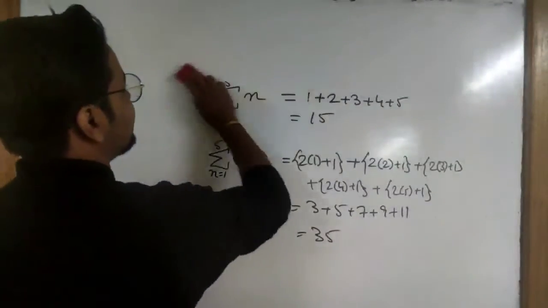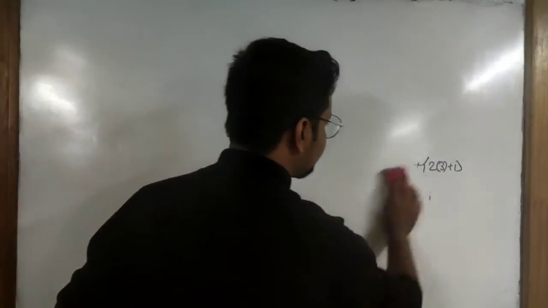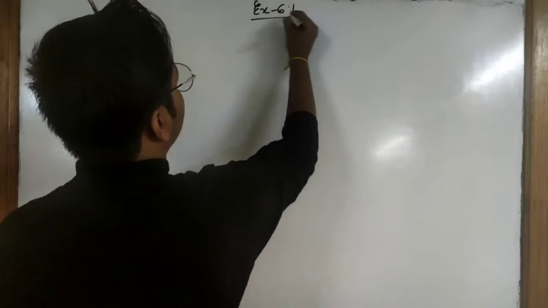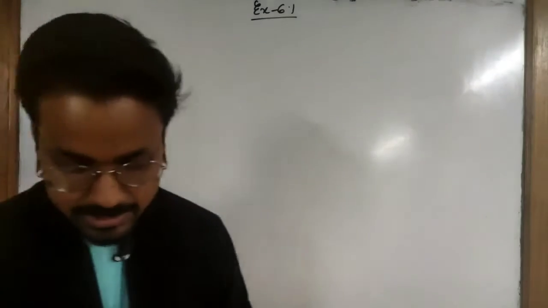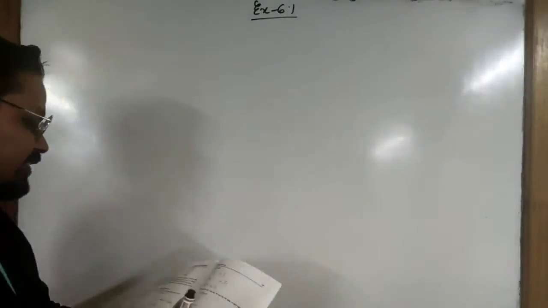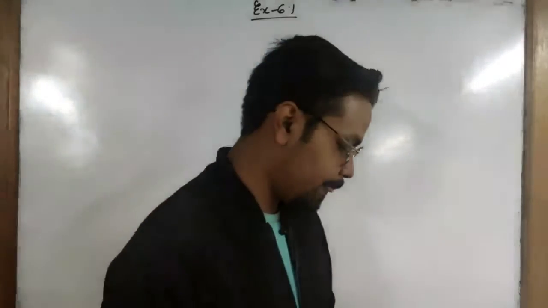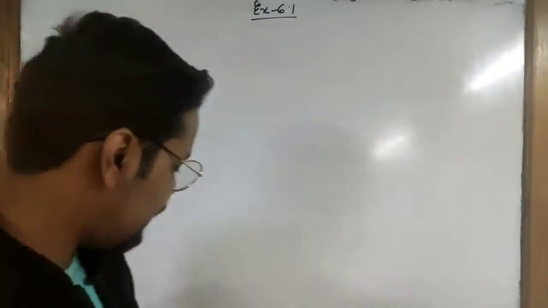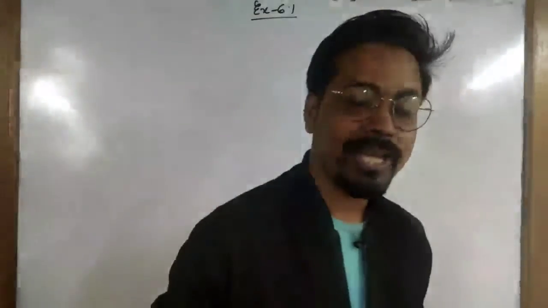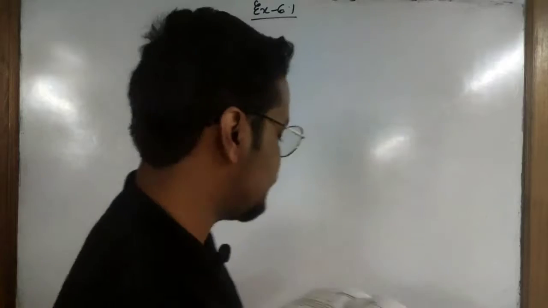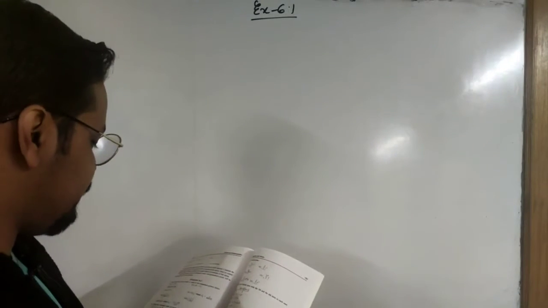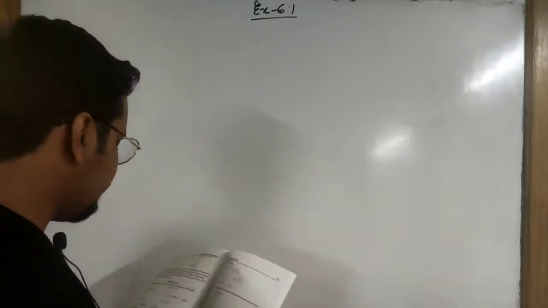Now let's start with the exercise. We will start with exercise 6.1 and see what we have there. If you look into your book, question number 1 says: write the first 7 terms of the sequences given below. They have given a sequence with a general term, and you have to find the first 7 terms. Let me do number 3 because it is a bit different. If you understand number 3, you can do the others as well.